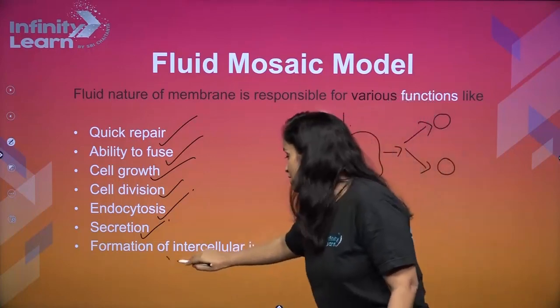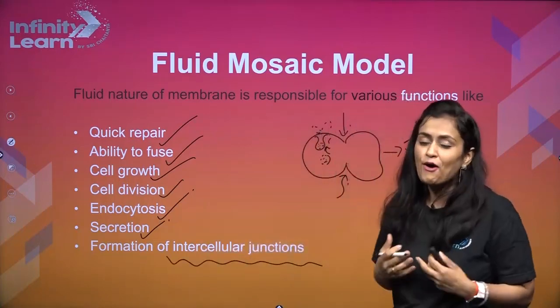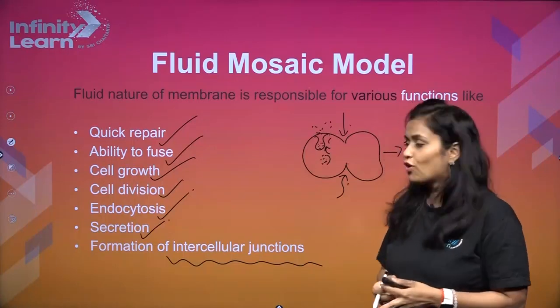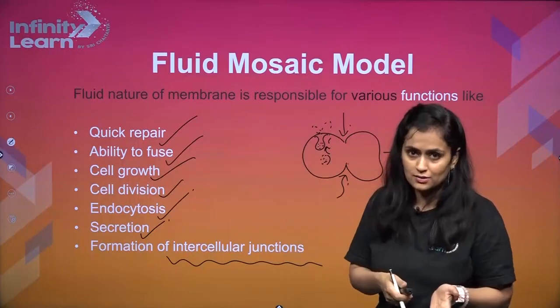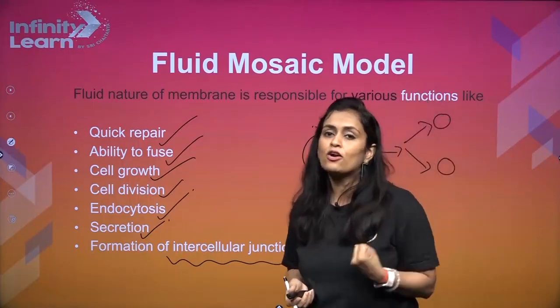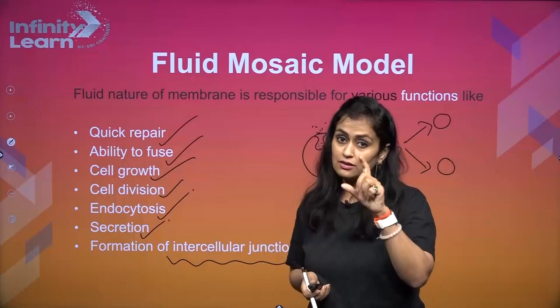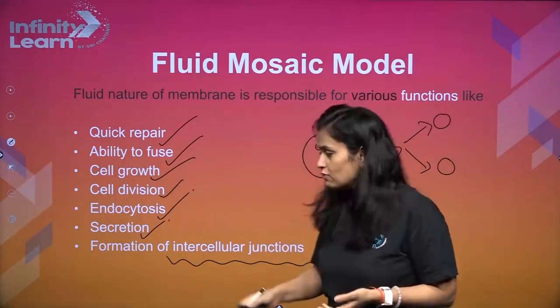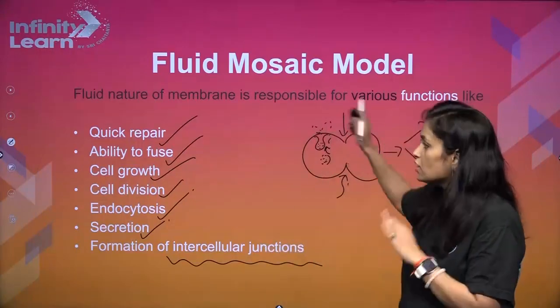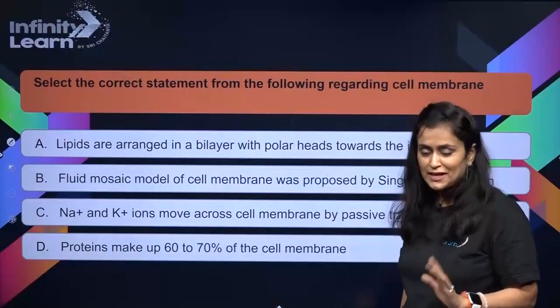Formation of intracellular junctions can also be done. So what are intracellular junctions? These junctions actually connect one cell to another cell. Now in a tissue, every cell cannot function as an individual cell. In a multicellular organism, you know that, right? Hence we need a communication which is formed by intracellular junctions with the help of the plasma membrane.